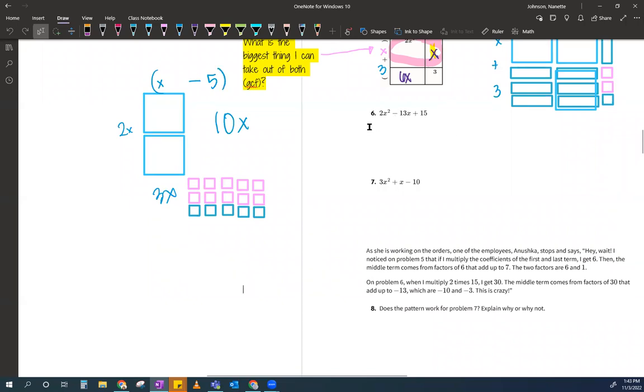So technically I want a negative 10 and negative 3, right? So then x times what gives me negative 3x? And then you're like, oh, that's negative 3. Okay. So then here's my answer. It's 2x minus 3 and x minus 5. Ms. Johnson, there's got to be a faster way.